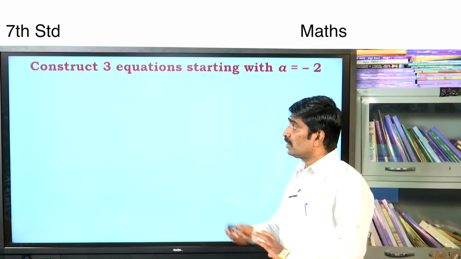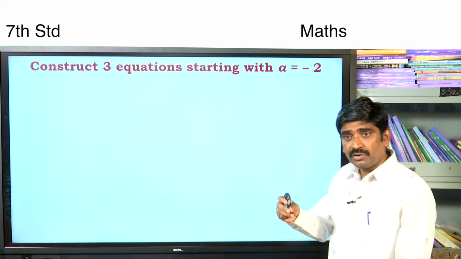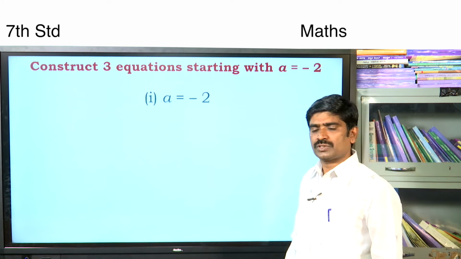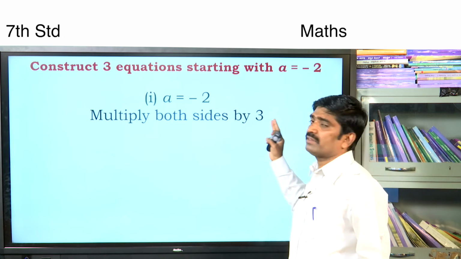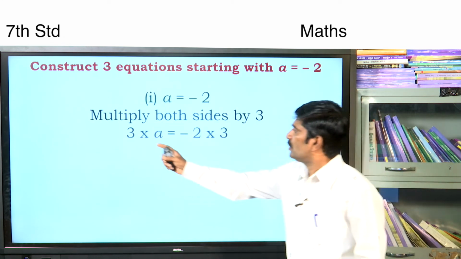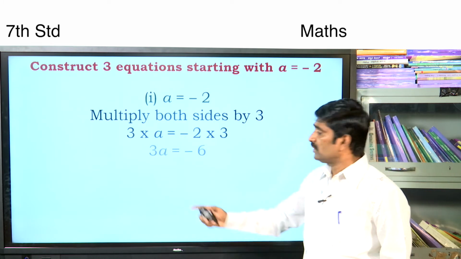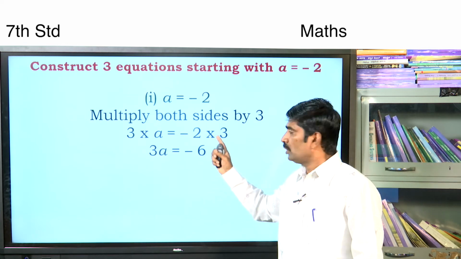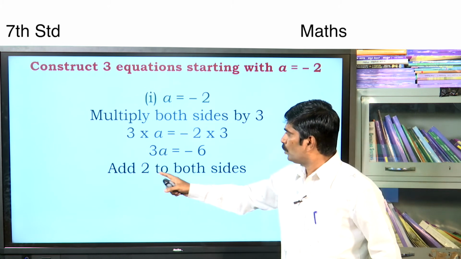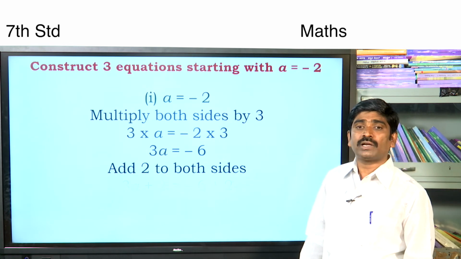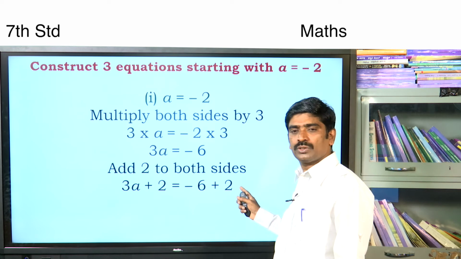Another question. Construct 3 equations starting with a is equal to minus 2. The given solution here is a is equal to minus 2. First, a is equal to minus 2. Multiply both sides by 3. Then what happens? 3 into a is equal to minus 2 into 3. That is 3a is equal to minus 6. 2 threes are 6, plus into minus is minus. Then add 2 to both sides. Then what happens? 3a plus 2 is equal to minus 6 plus 2.